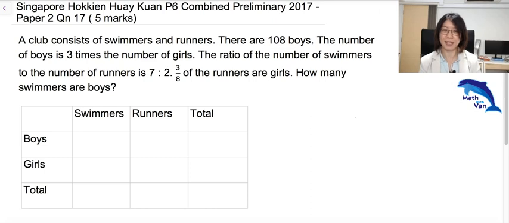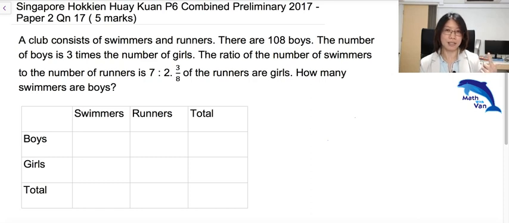So let's take a look at this, as what the statistician does. A club consists of swimmers and runners. There are 108 boys. The number of boys is 3 times the number of girls. And the ratio of the number of swimmers to the number of runners is 7:2. 3/8 of the runners are girls. So how many swimmers are boys? Two categories: swimmers and runners. The other category is boys and girls.